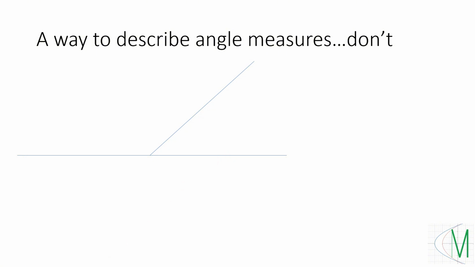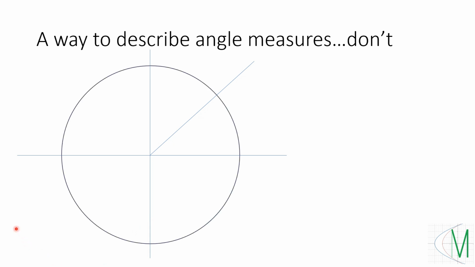Okay, so to do that, I'm going to put this on a coordinate plane. That means the first line that was on the screen, this horizontal line here, is going to be my x-axis, so I've got to put in a y-axis, so I have a line going vertically. And what I'm going to do is put a circle around that. Now notice everything is focused here at the center of this circle.